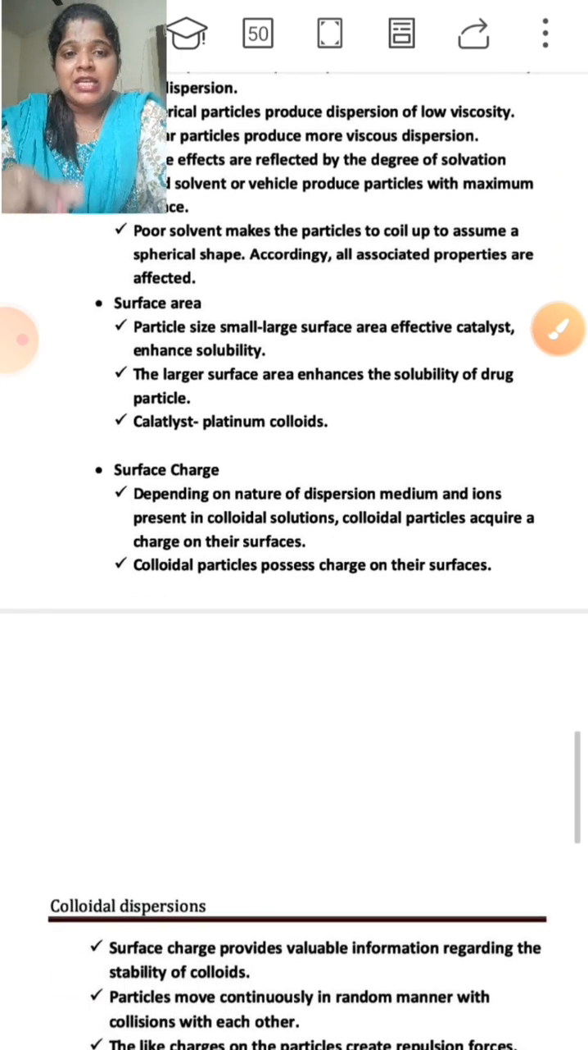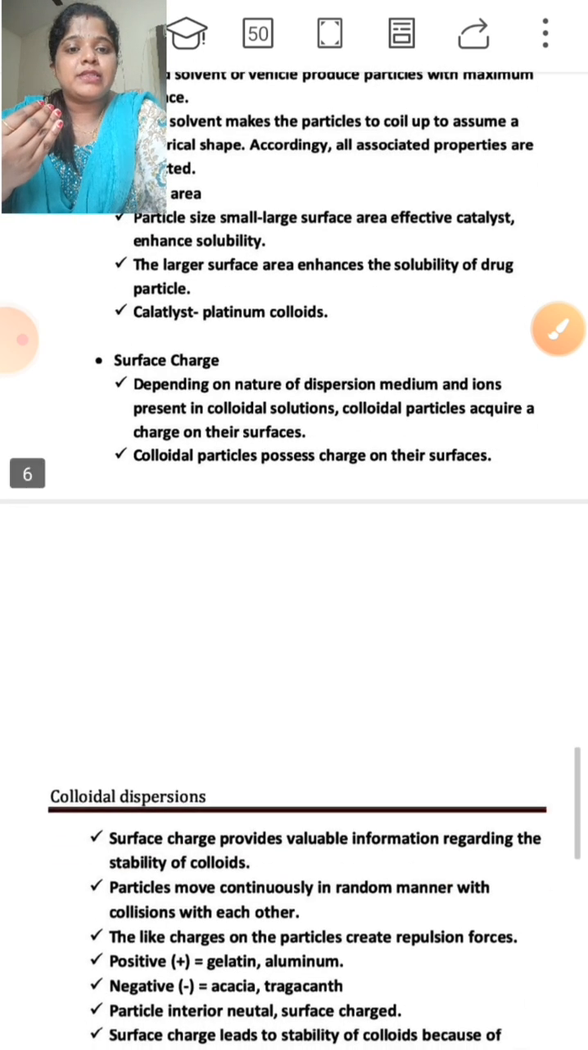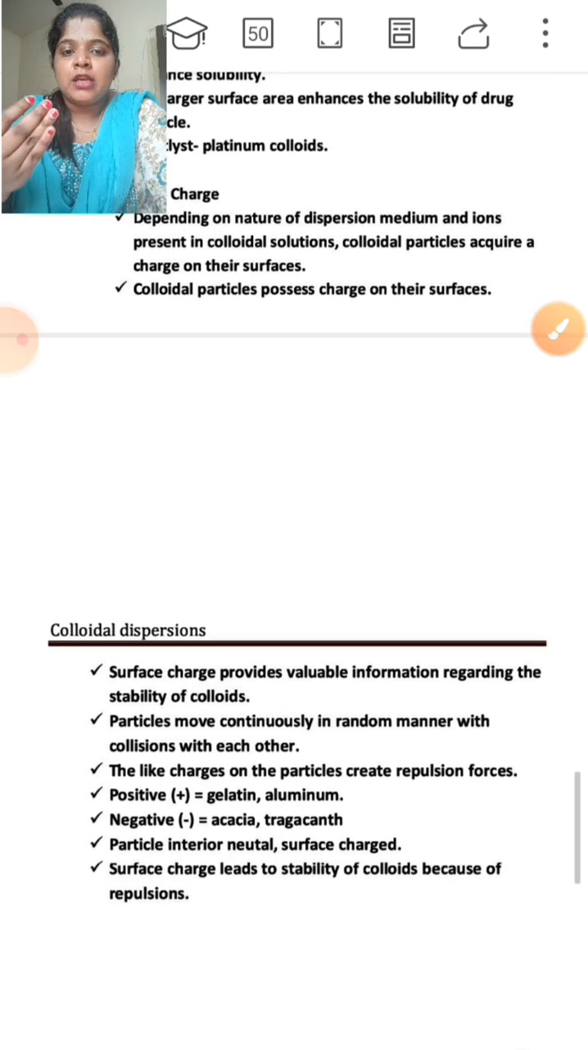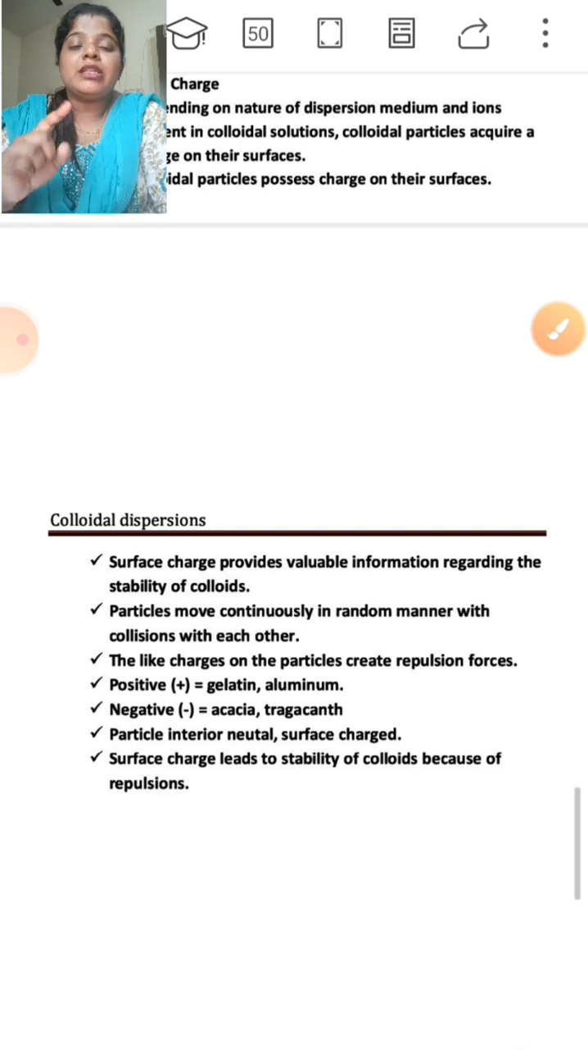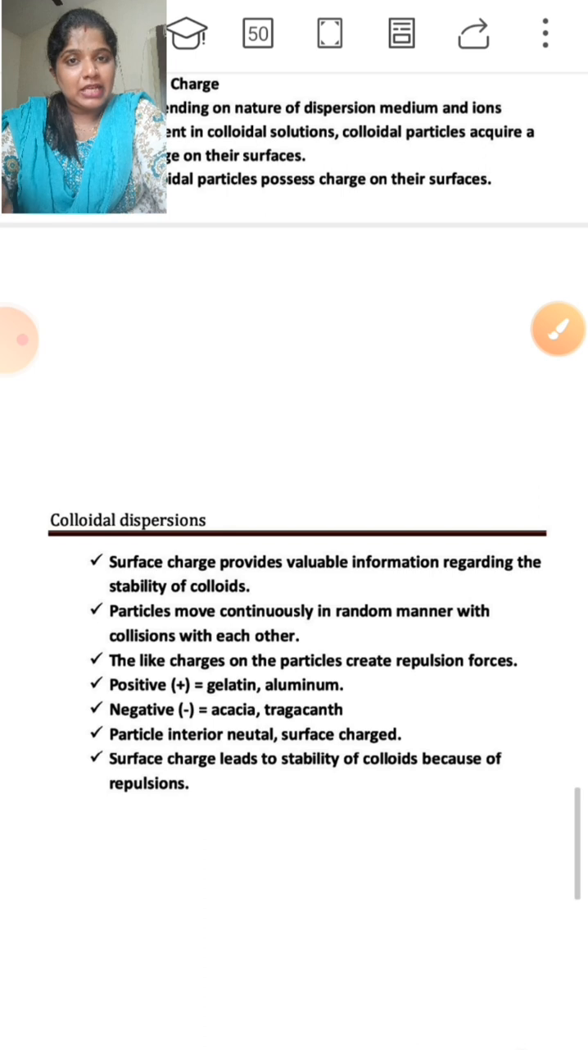And the last is surface charge. Surface charge depends on the nature of the dispersion medium and the ions present in colloidal solutions. Colloidal particles acquire a charge on their surfaces. Surface charge provides valuable information regarding the stability of colloids. So the charge is very important in the case of colloid stability.